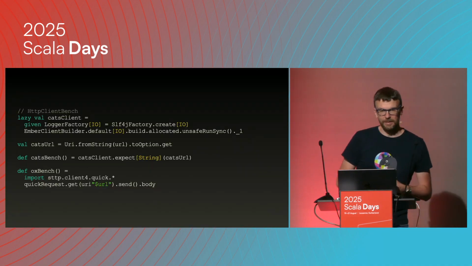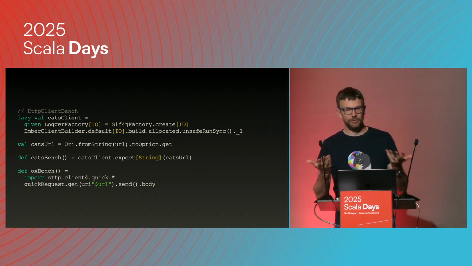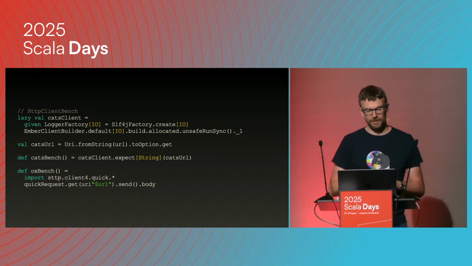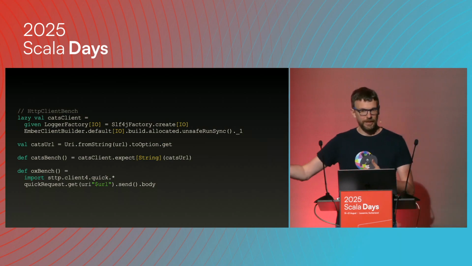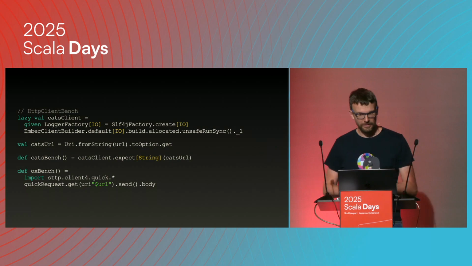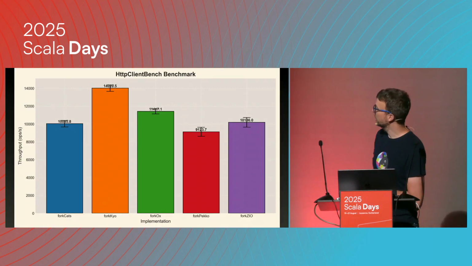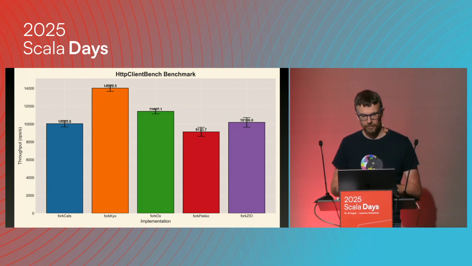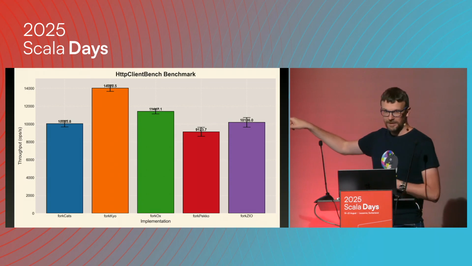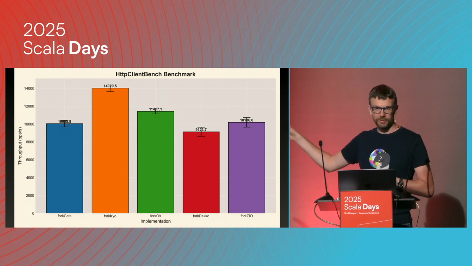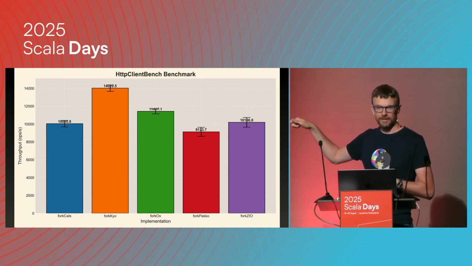So let's also look at some maybe more down-to-earth benchmarks. Here we've got an HTTP client benchmark, which just tries to call some HTTP endpoint repeatedly. And CAIO is once again at the top, followed by Ox. What is interesting here is that both CAIO and Ox use an HTTP client under the hood.